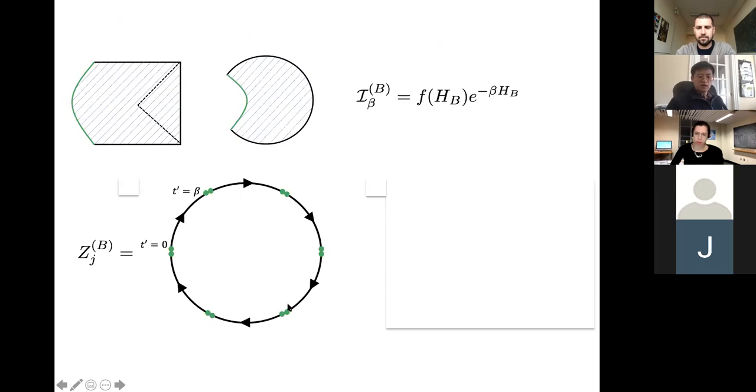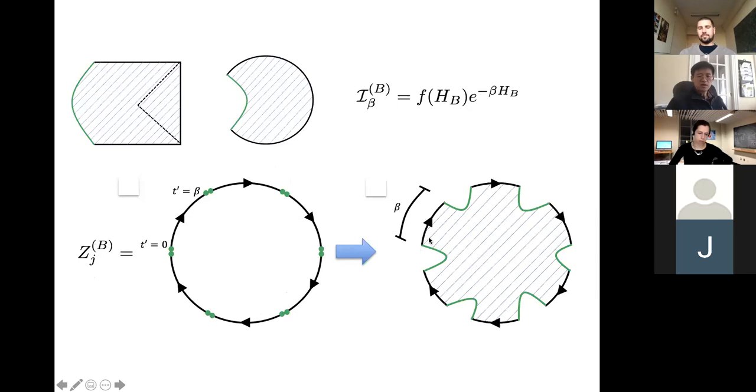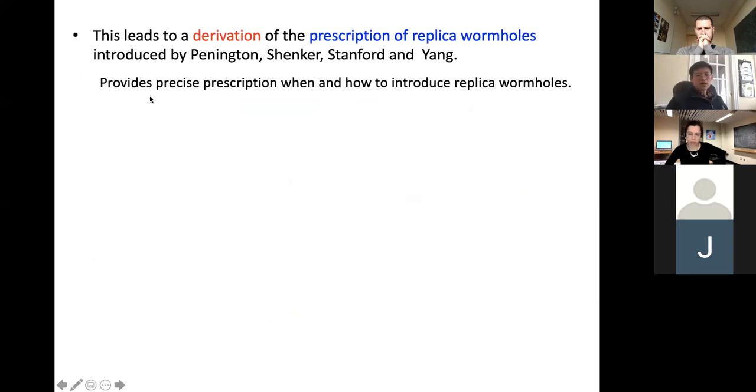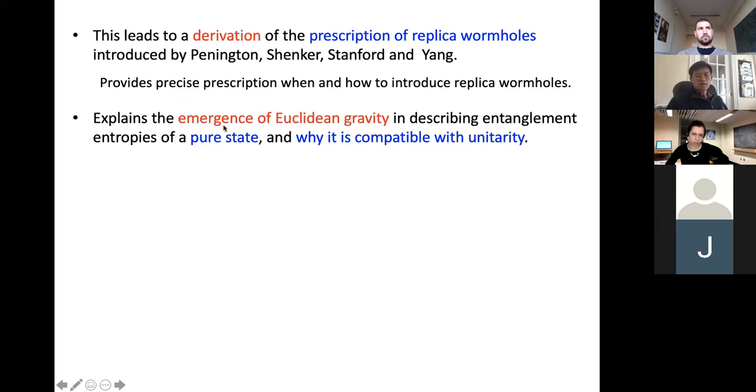So this equivalent approximation prescription gives you the boundary prescription for how you should calculate this kind of partition function, and then you just use the standard rules of AdS/CFT, and that translates into the replica wormhole geometry discussed by those authors. So they really have a one-to-one correspondence. Using the standard AdS/CFT prescription, you can derive the replica wormhole configurations. This provides the precise prescription for when and how you introduce replica wormholes, and also explains why, just by semi-classical Euclidean gravity, you can calculate the entanglement entropy of pure states compatible with unitarity. The procedure guarantees that the answer will always satisfy the Page curve.